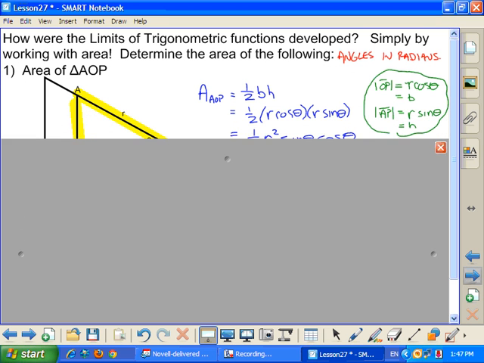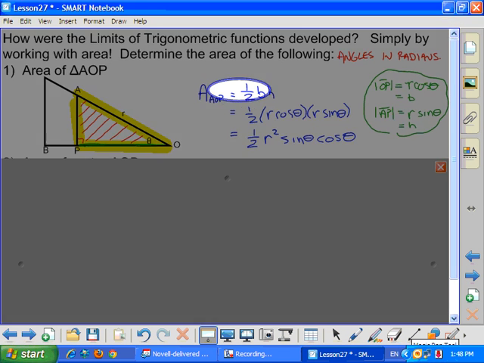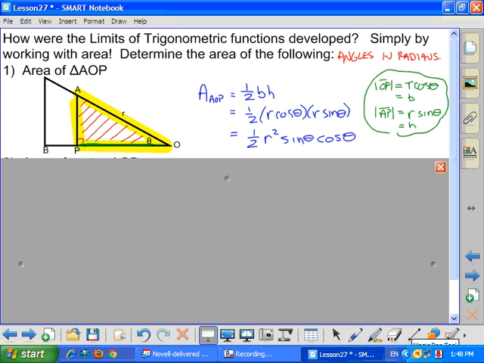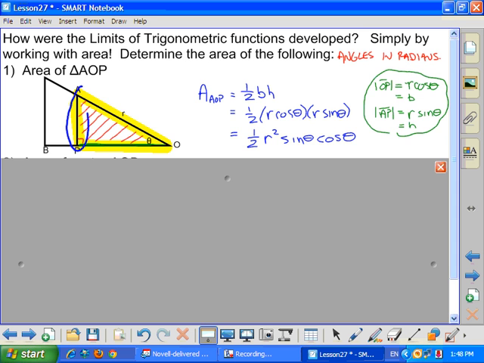For the first triangle in the diagram, we want to find the area of triangle AOP. We're looking for the red shaded area here. It's a right triangle. The area of a triangle is given by 1/2 base times height. So what are the base and the height? Well, the base is side OP, and the height is side AP.